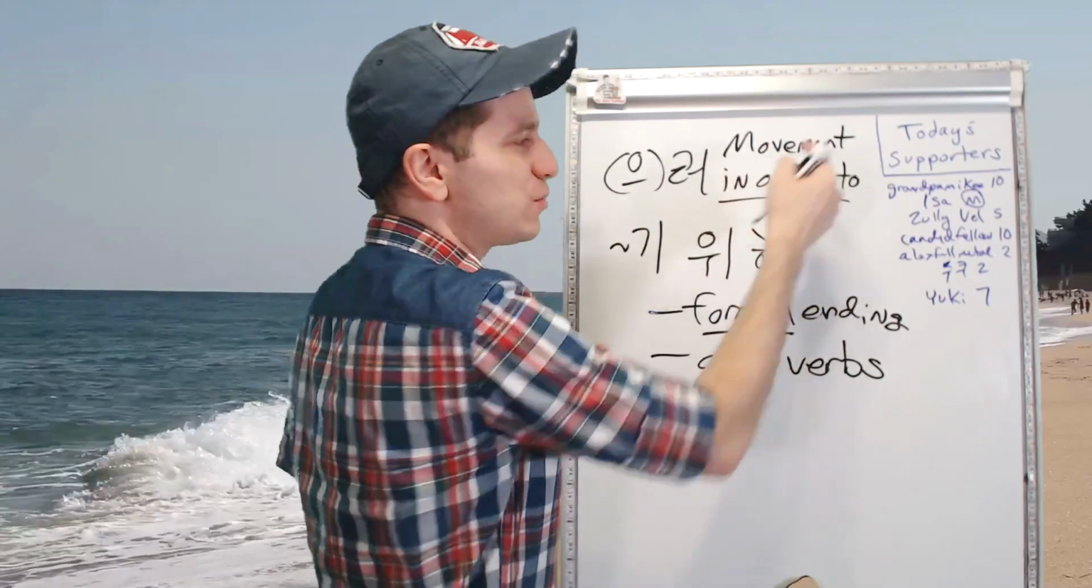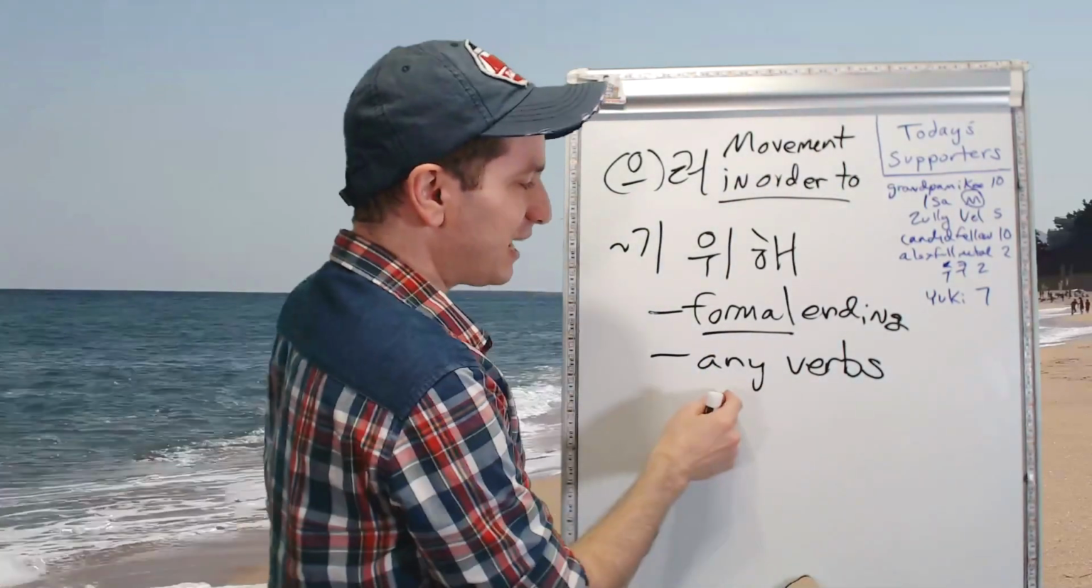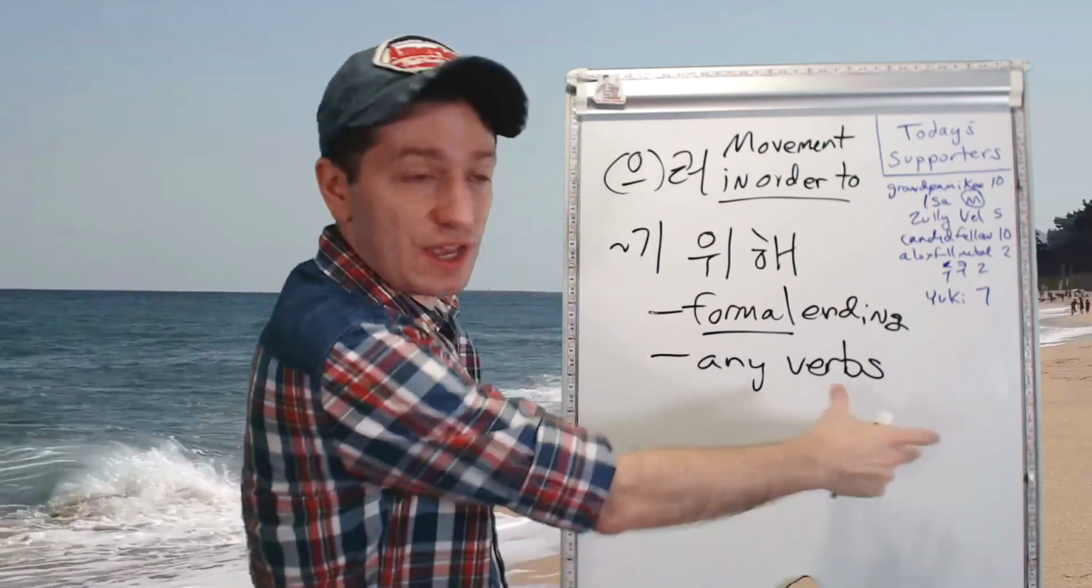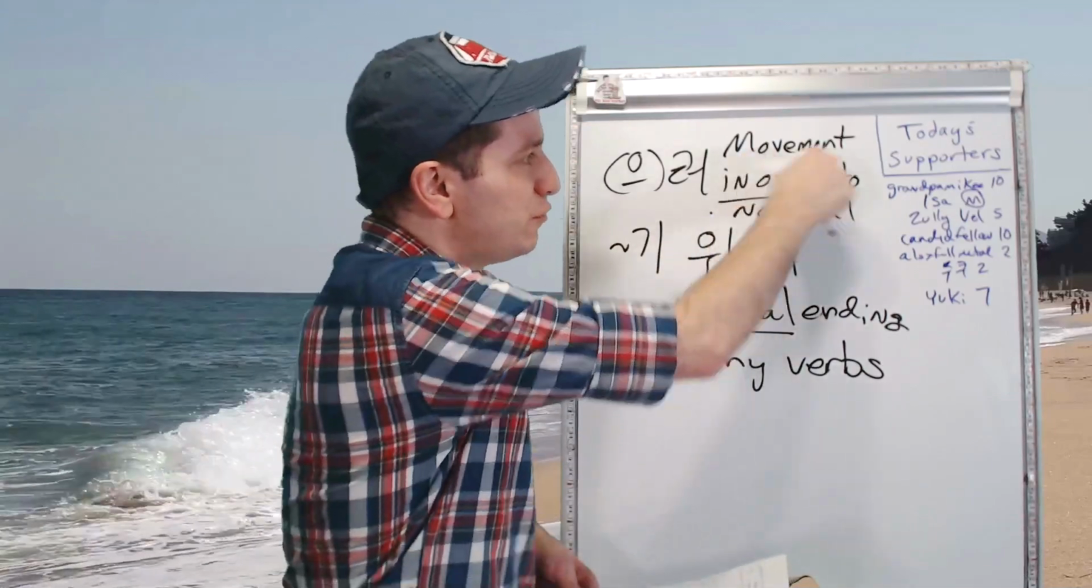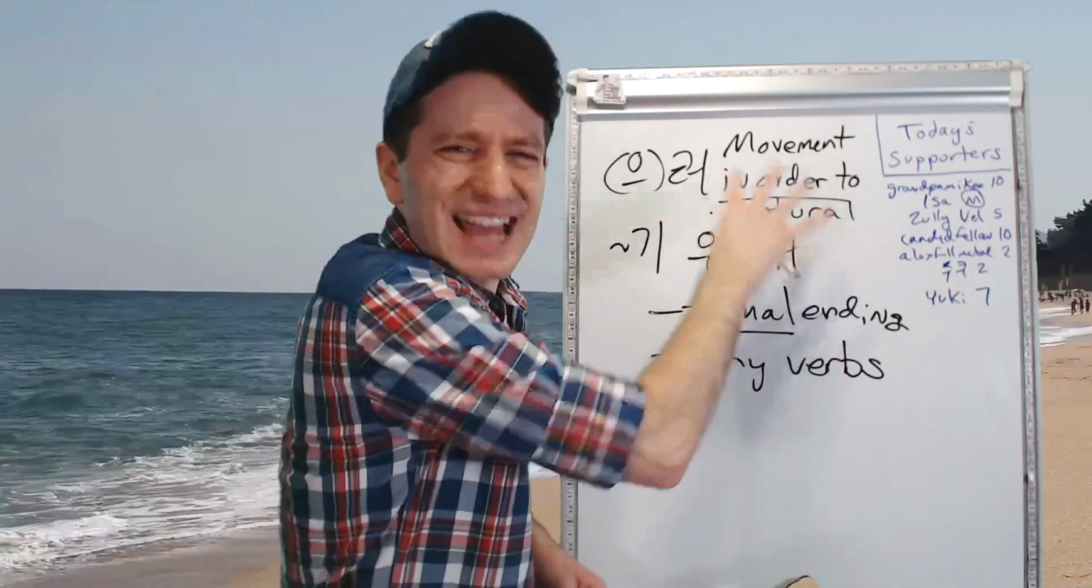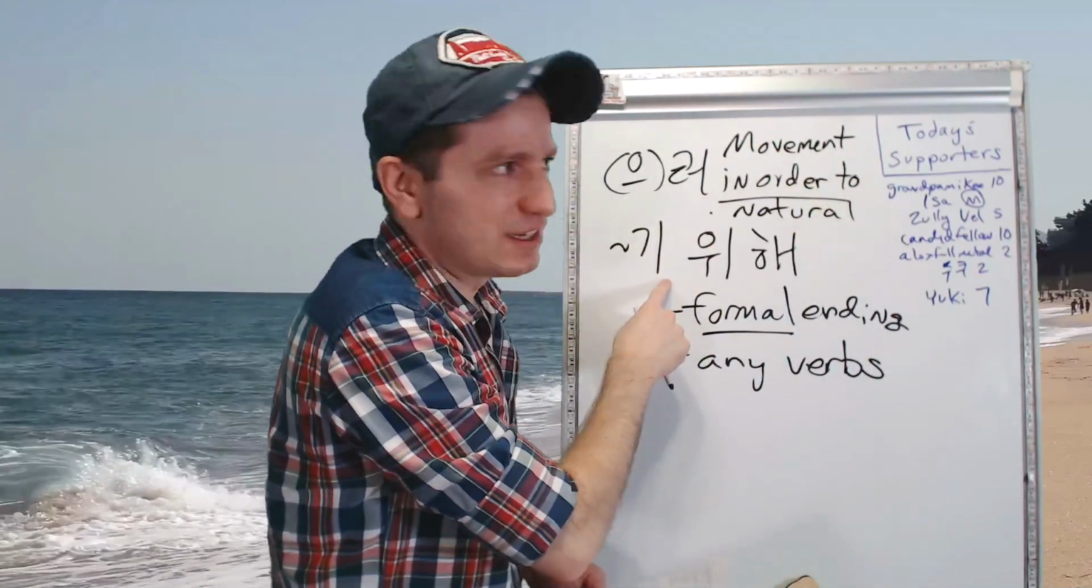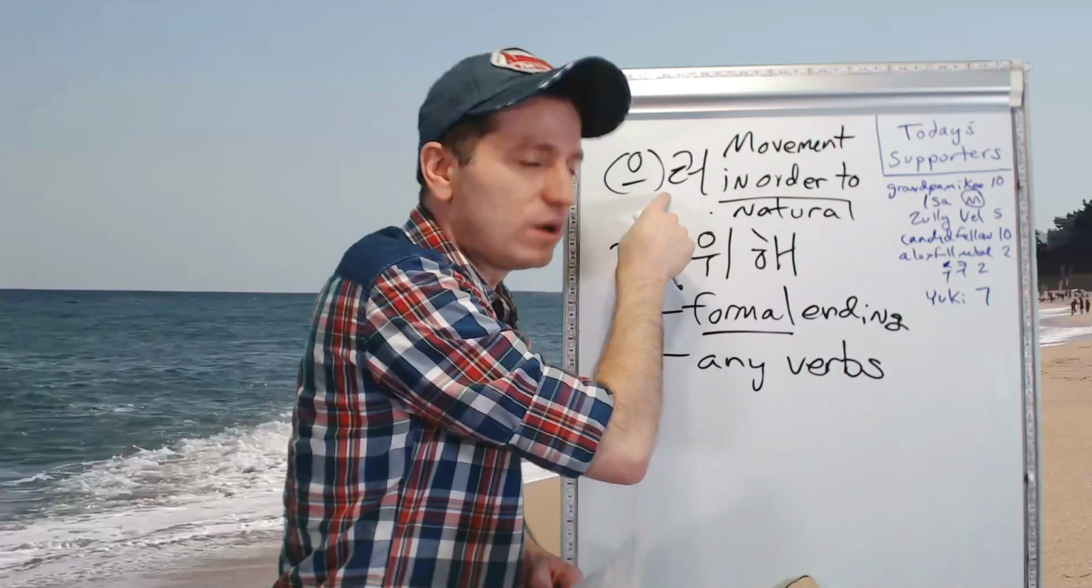으러 can only be used with a movement verb, but 기 위해 can be used with any verb. So you can do something in order to do something. Anytime you use 으러 with a movement verb, 으러 will sound much more natural than if you were to use 기 위해. So anytime you can use 으러, use 으러.